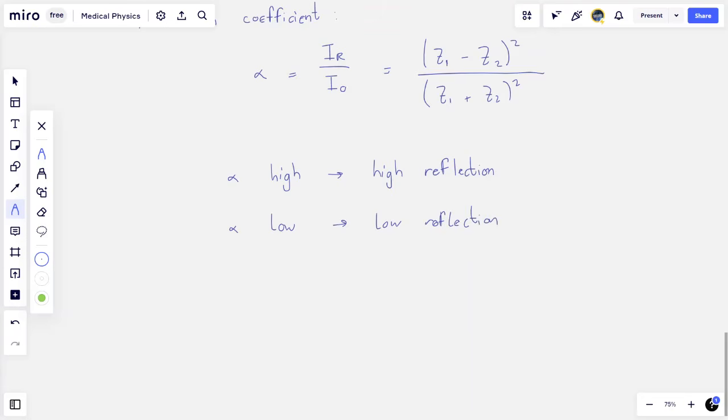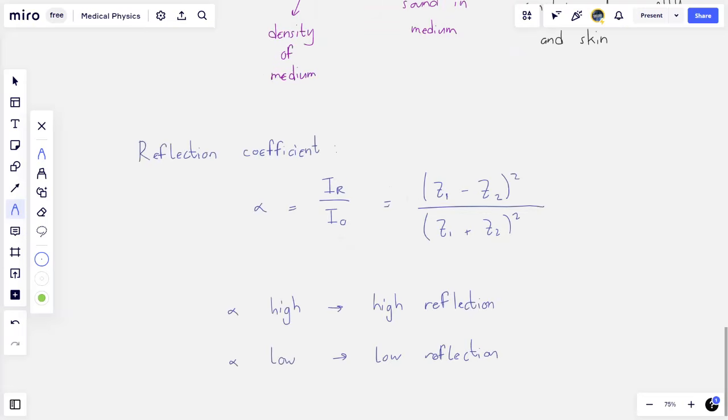And it's low for jelly and skin, because jelly and skin have very similar values for acoustic impedance. If the values for Z1 and Z2 are very similar, you can see that Z1 minus Z2 will be simply 0, very little reflection. So if two materials have very similar acoustic impedances, there's very little reflection.